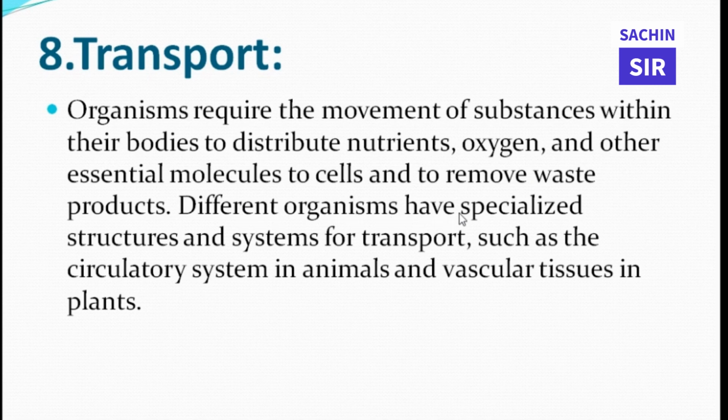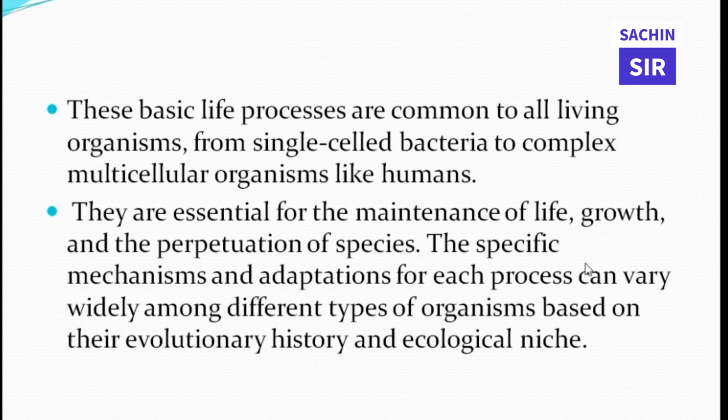Different organisms have specialized structures and systems for transport, such as the circulatory system in animals and vascular tissues in plants. These basic life processes are common to all living organisms, from single-celled bacteria to complex multicellular organisms like humans. They are essential for the maintenance of life, growth, and the perpetuation of species.